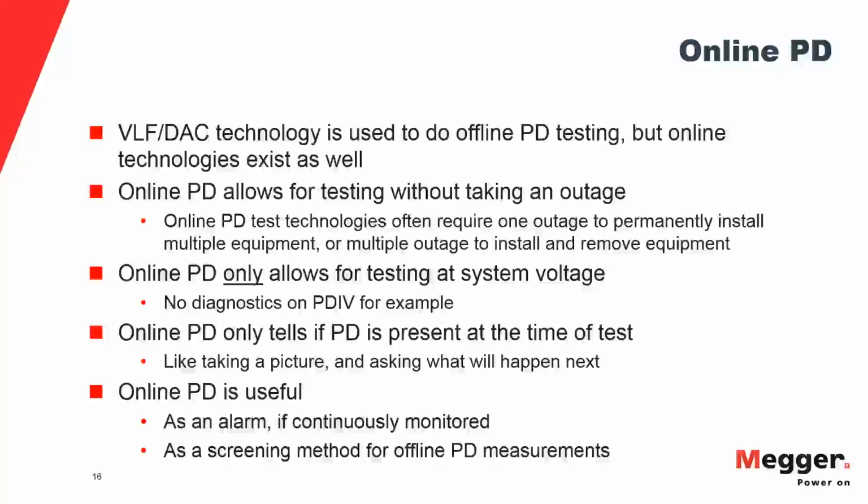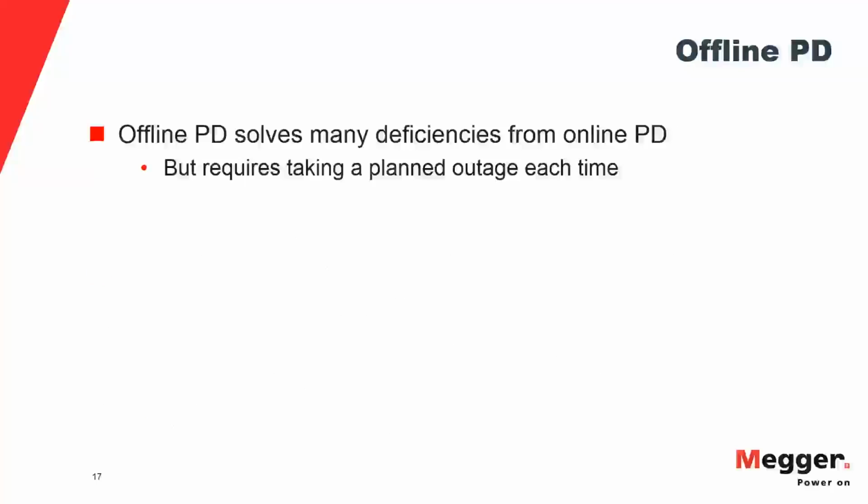You know, no matter how good of a friend you are with the system operator, if you call them up and say, hey, can you give me 1.5 times voltage, they're just going to laugh at you. They're not going to help you with that. So it only allows us to do testing at rated voltage. We're not able to find the PDIV. We're not able to ramp the voltage up to find the inception voltage.